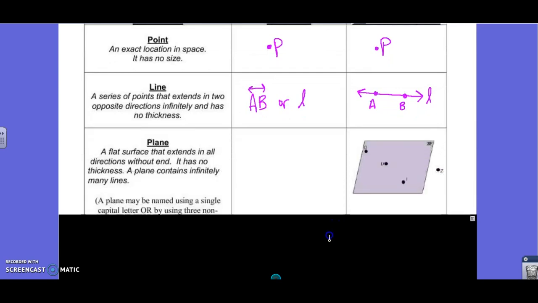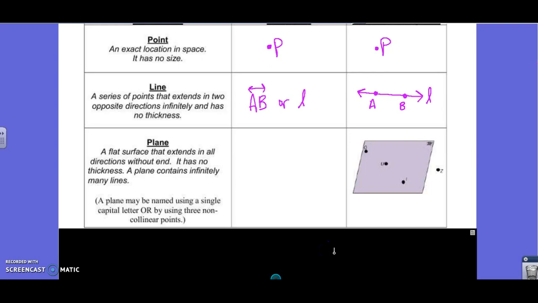Okay, a plane might be something that's a little new to you. So a plane is a flat surface that extends in all directions without end. So it's kind of like a line, but it has more dimensions to it. So it has no thickness. And what I think about when I hear plane is I think about a piece of paper that just goes on and on and on forever. So a plane contains infinitely many lines. So you can draw lines in the plane, which you don't really need to.